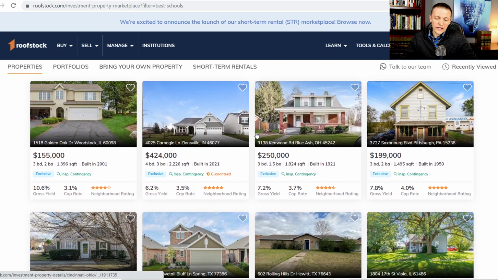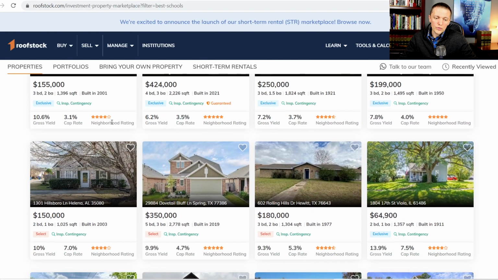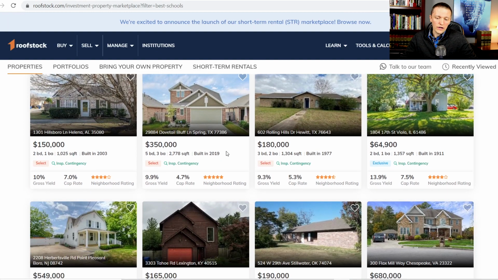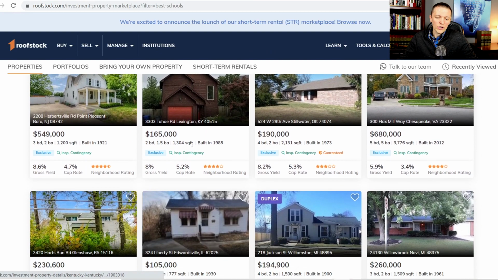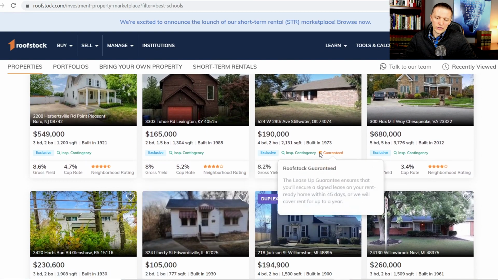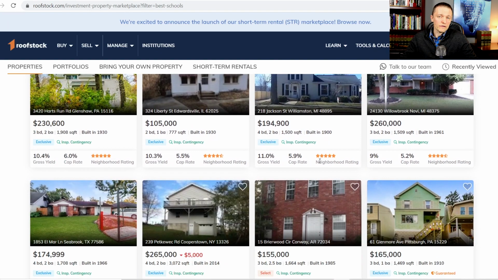And the other thing that's interesting about that is as you scroll through and look through the properties that come up under this criteria, you can see that the neighborhood rating has gone up substantially. There are even some 5-star rated neighborhoods, 4.5 stars, 5 stars, 4 stars, 4 stars. There aren't too many average or below average neighborhoods. Like this one right here, neighborhood rating is 3 stars. But for the most part, if you're going to be looking in good school districts, you're going to be getting good neighborhood ratings.